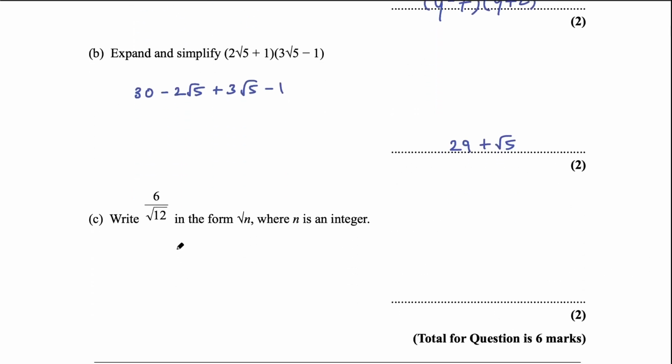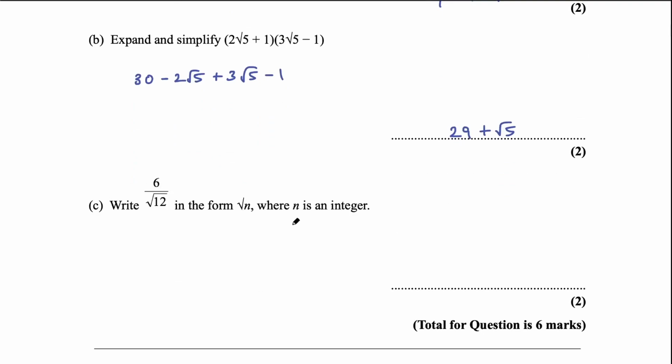Part C says write 6 over √12 in the form √n, where n is an integer. Okay, so for this one, firstly, we want to rationalize the denominator. So multiply this by √12 on √12, we would get 6√12 over 12. And then you can simplify this surd as well. So this could be written as 6 times √4 times √3 over 12. And now you might see that √4 is 2.